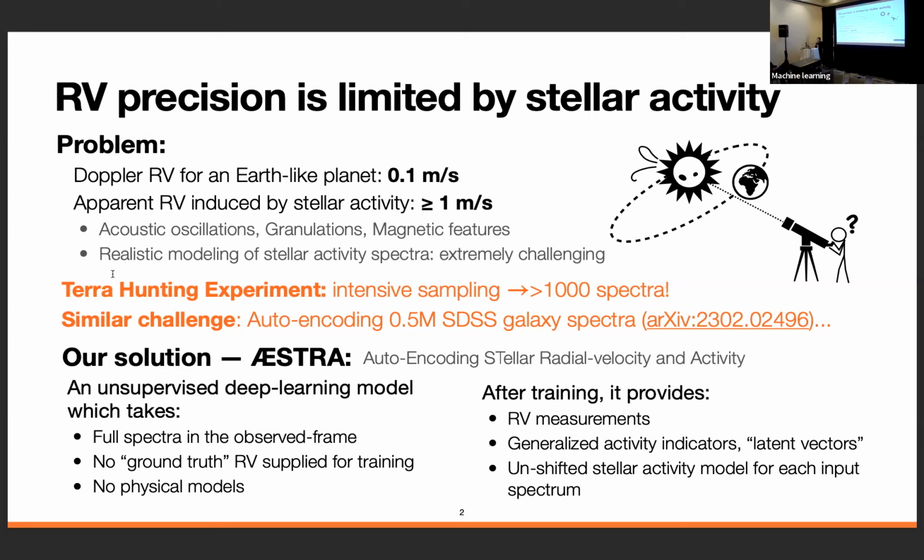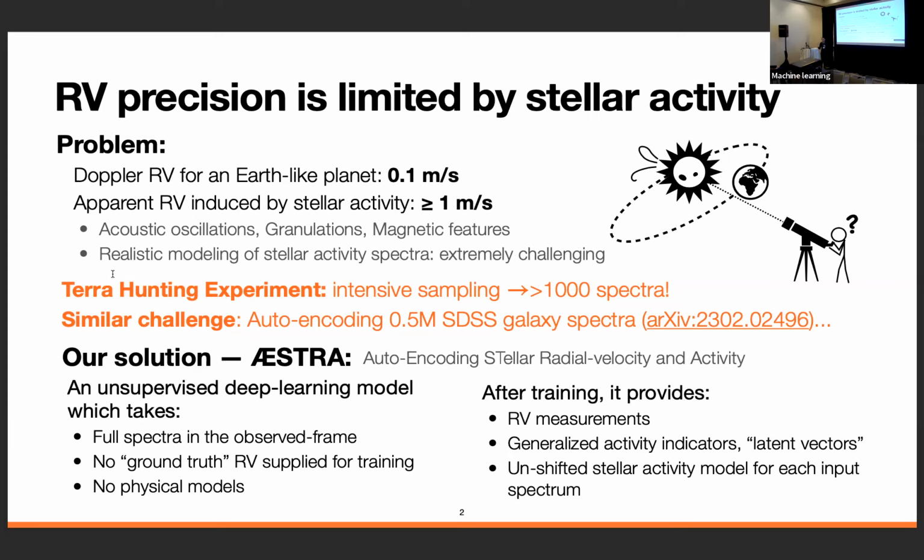What's making this even more promising is that the Terra Hunting Experiment is about to employ an intensive sampling strategy and collect data for nearby stars on a 10-year baseline. That way, we can have very accurate tracking of stellar activities and provide a lot of data sets for me to train on. So Astra is an unsupervised deep learning approach, and it takes full spectra in the observed frame. It does not require any ground truth RV information for training and does not rely on specific physical models. After training, you will get a radial velocity estimate.